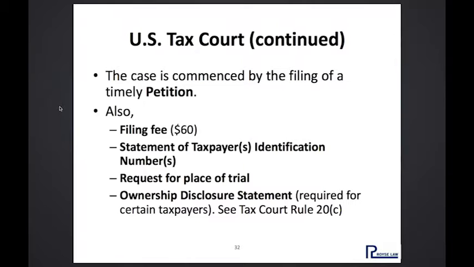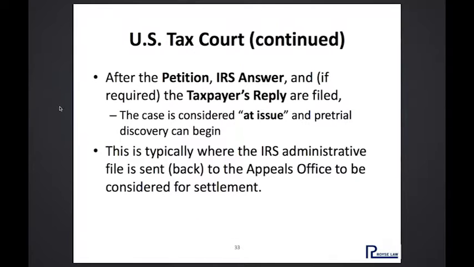When you file the petition, be sure to raise any affirmative defenses in the petition, if there are any, such as statute of limitations, so that they aren't waived. After the petition, the IRS answer, and if required, the taxpayer's reply are filed. The case is considered at issue, and pretrial discovery can begin. Now, this is typically where the IRS administrative file for the case is sent back to the IRS Appeals Office to be considered for settlement.